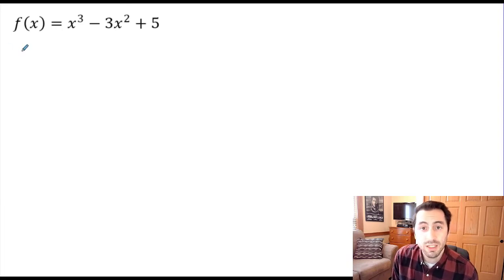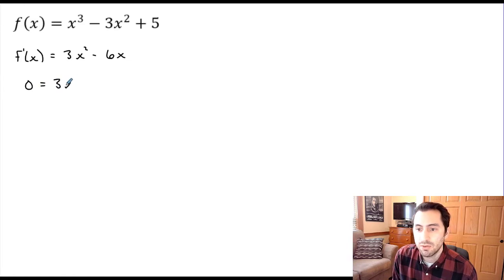So to start off with, let's find our critical numbers. So we're going to need the derivative. So f prime of x, I can just use my power rule for each of these terms. We'll get 3x squared. And then my second term, bringing that 2 down, 3 times 2, we have minus 6x. And the derivative of 5 is just 0.